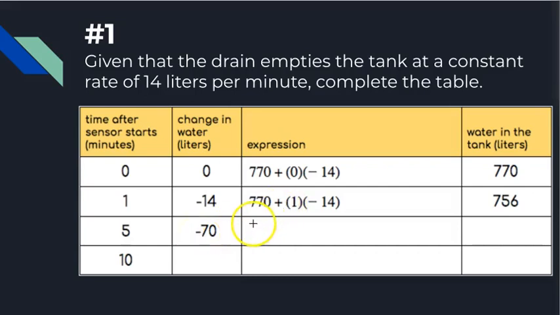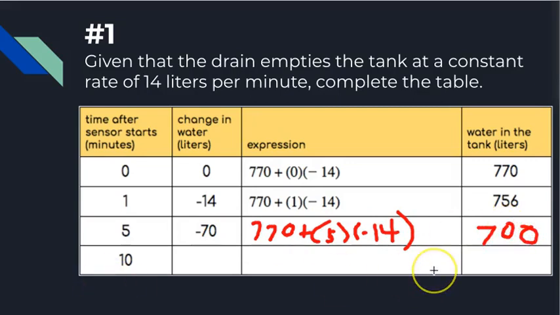So, we know we have to do the 770 plus whatever the time is times negative 14, and that's how we get our total here. So for here, we have 5 times the negative 14, which is negative 70, in fact, which gives us 700.